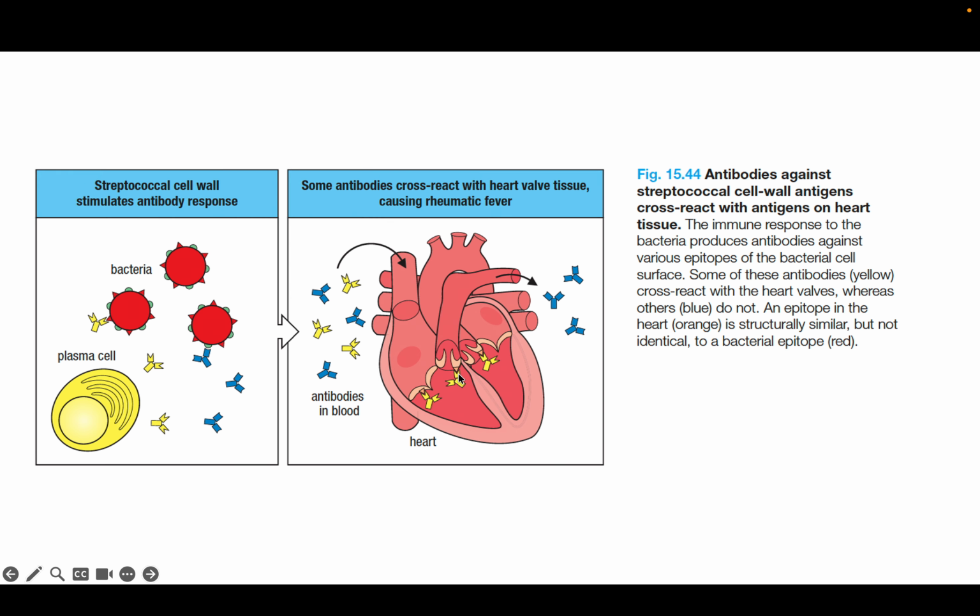This one is mimicking, molecular mimicry. Molecularly, they're very similar to each other, this red triangle and this orange triangle, so you actually have these antibodies now binding to your heart. So you have rheumatic fever, which is basically an inflammation in your heart. That's extremely dangerous. This is how Streptococcus, for example, can cause autoimmunity for us.